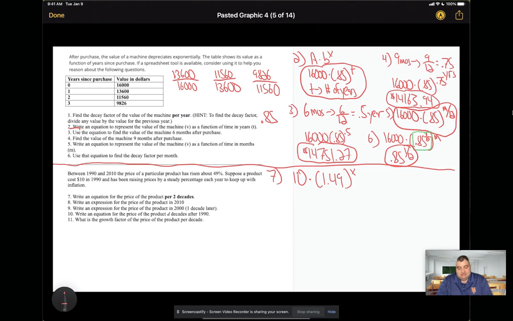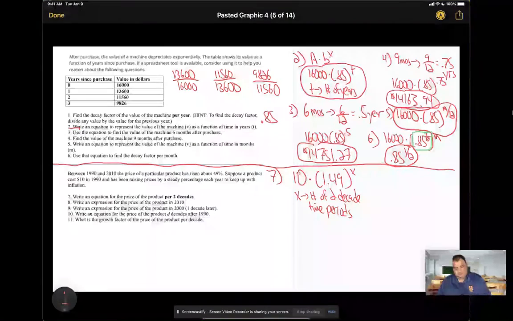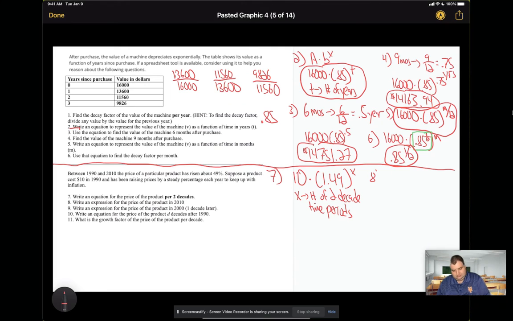The key in this case is that x is the number of 2 decade time periods. So plugging in x equals 1 really means 2 decades. Okay.